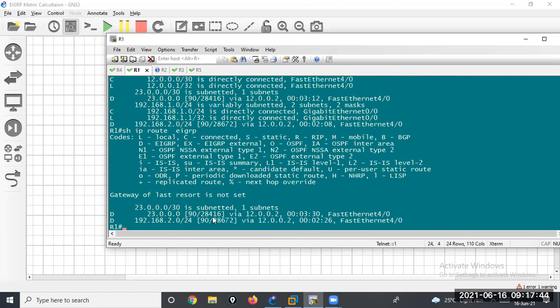23.0.0.0/8. It has been received from the 12.0.0.0 network. So this is the metric. The first value in the bracket is the administrative distance. The second value is the composite metric.